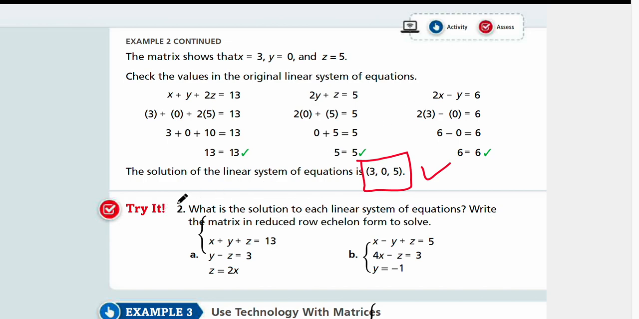All right, let's try 2A and B's. Pause the video, see if you can figure it out by yourself. Write all the matrices in your steps and see if you can figure out the correct answer. Come back when you're ready for answers.